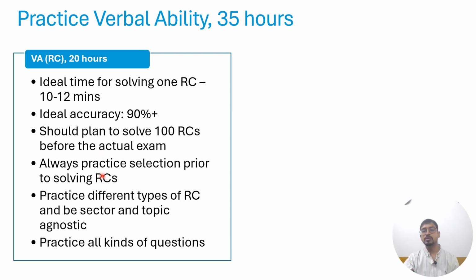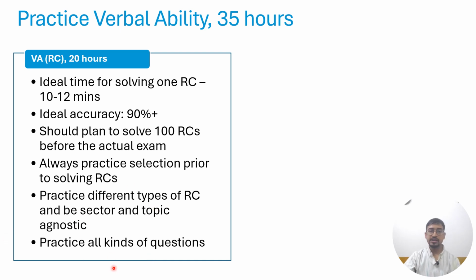Before your actual exam, you should definitely plan to solve close to 100 RCs, which might not always be true, but that's a number that you should keep in mind. And always practice selection prior to solving RCs, and practice different kinds of RCs. So what do I mean by practice selection? It's a simple hack. When you want to solve an RC, always read 2 RCs and pick one, so that you are always practicing what kind of questions I'm good at, what kind of RCs I normally end up getting correct. If you practice, you'll be able to quickly find the right RCs to solve in the exam.